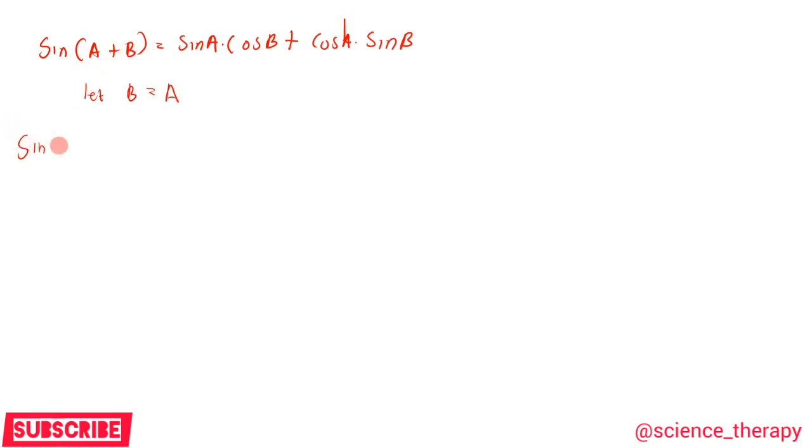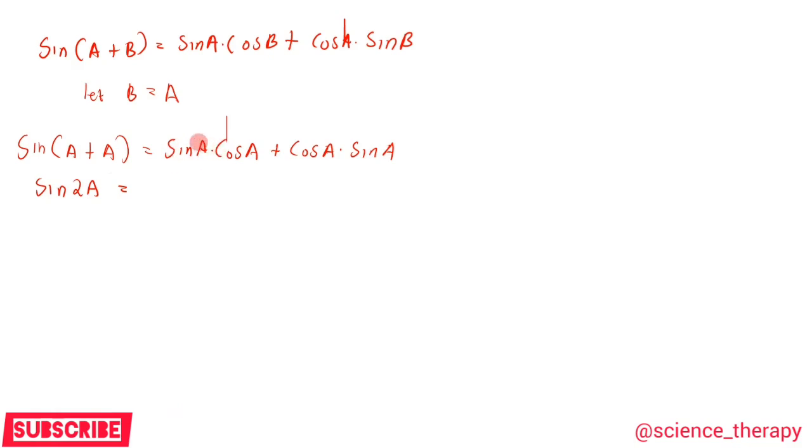Now that means we have sine and then A plus A, right? Remember we said let B be equal to A. So where there's B now, I'm going to substitute A. Wherever I see B, I'm now putting A. So sine A cos A, and then cos A and then sine A. Now at this point you can see that for this side we have A plus A, which will now give us the double angle sine 2A, right?